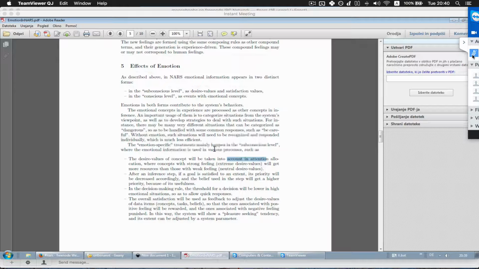And to some extent, this should also be the case in NAS. It should spend more time on concepts which have a strong desire value, more resources than on concepts which have, for example, neutral desire value. Because, how should I say, that a specific concept is desired gives it to some extent a privilege to have a certain importance.